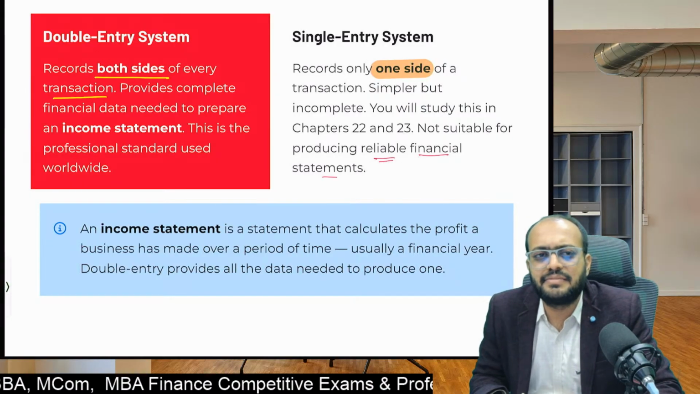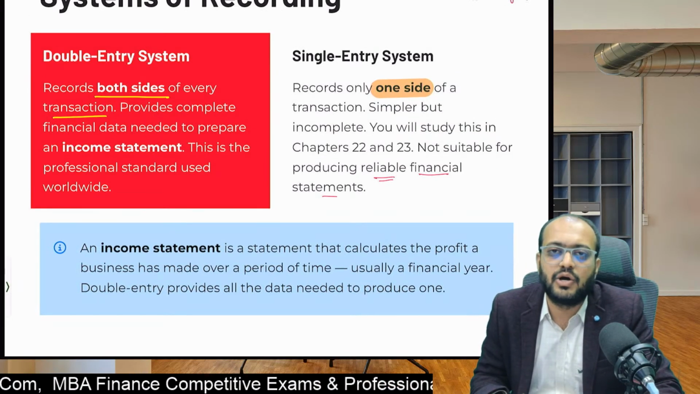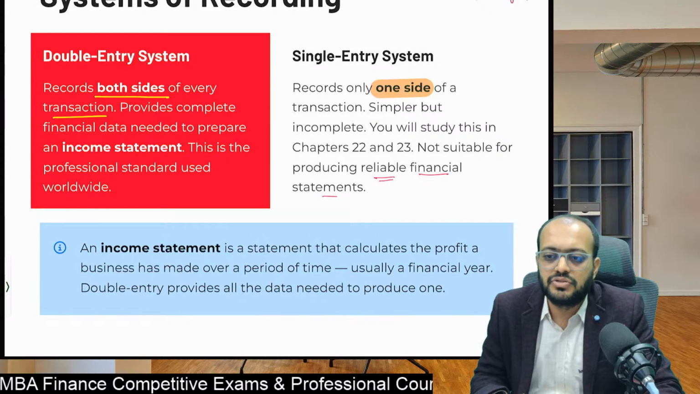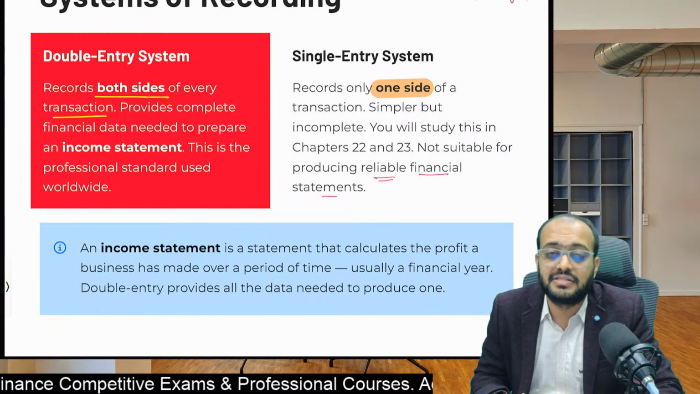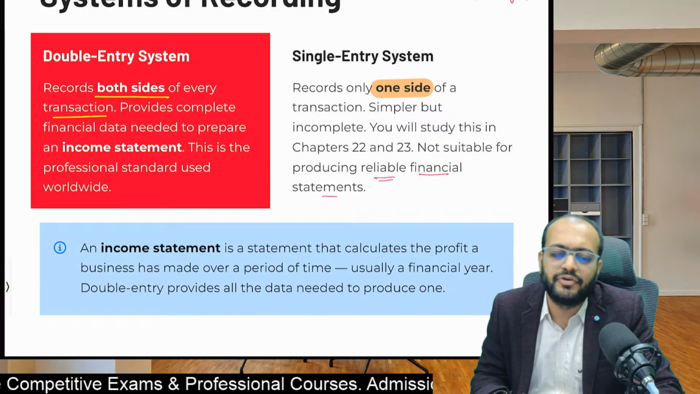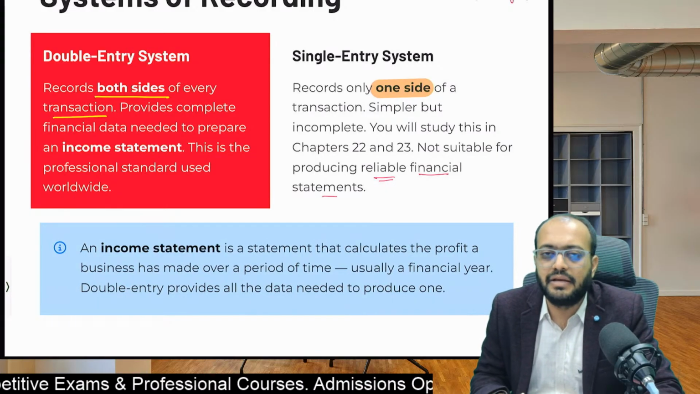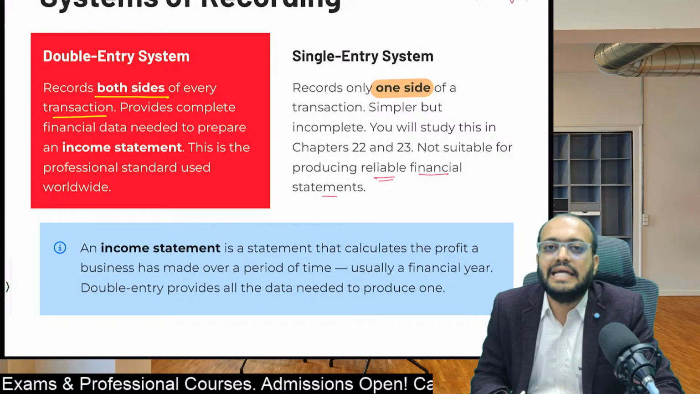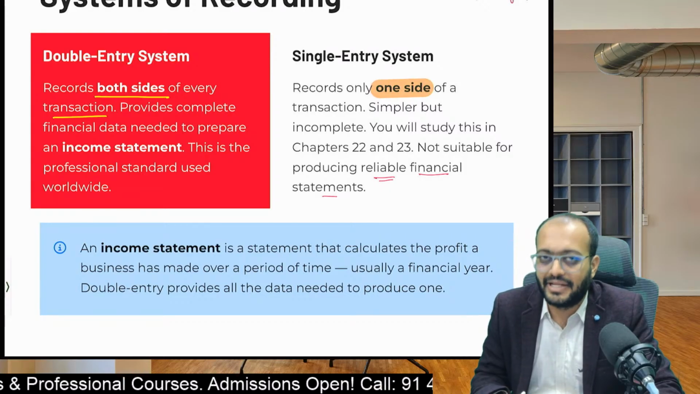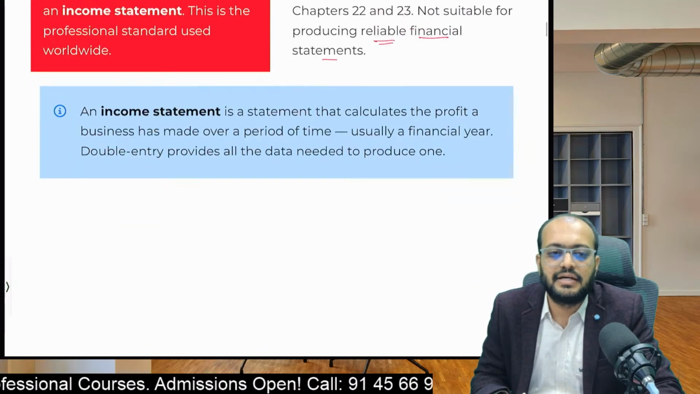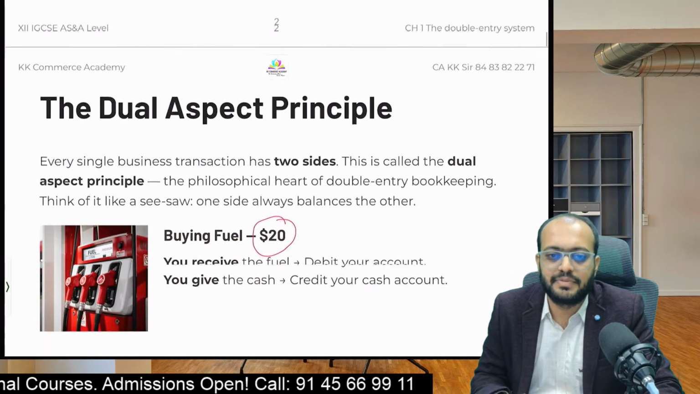And the double entry system is, frankly speaking, now global for everyone. It doesn't matter which country you are in, or which laws are applicable to you. The double entry system is universal, applicable for all, and was founded by an Italian merchant whose name is Luca Pacioli. Okay students, let's move to the next part, dual aspect principle.